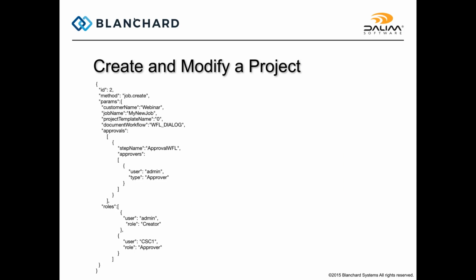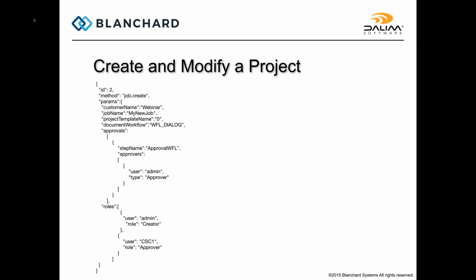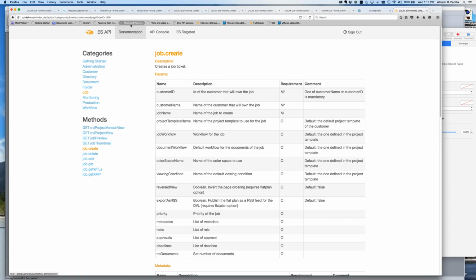So once we have a customer, we want to create a project, we can do a post like what we see here to actually create the project. And things to note in that are basically you're giving a name, you're telling it which project template name to use. In this case, project template name, so you're calling the number you see in the interface, just to confuse everyone a little bit there. You tell it which is your document workflow you're going to use for it, and you can also set up approvers and the roles that you see on the project. So we can make a call like this and create a project real quick.